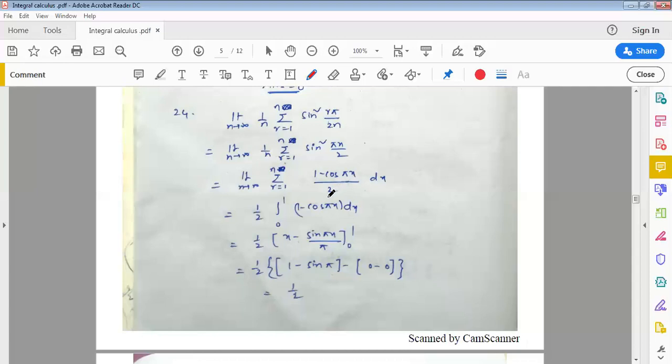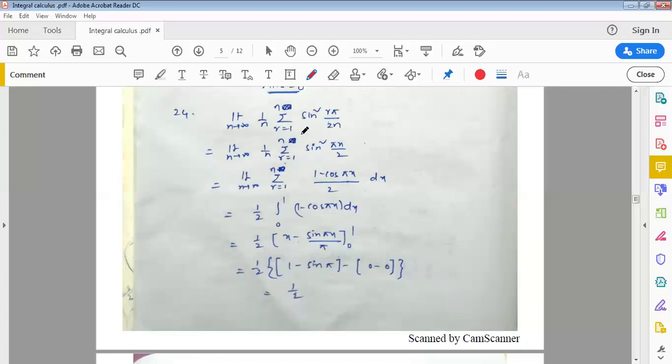And this limit of summation can be written as the integral from 0 to 1. So the integral from 0 to 1 of 1 minus cos pi x by 2, where that 2 can be taken outside, so 1 by 2 can be written outside. Now we integrate with respect to x, and simplifying we get 1 by 2.